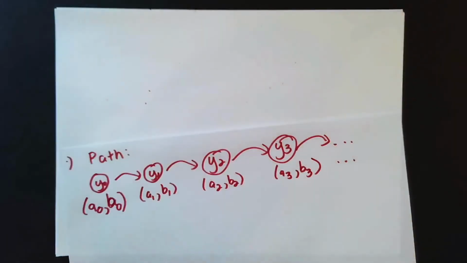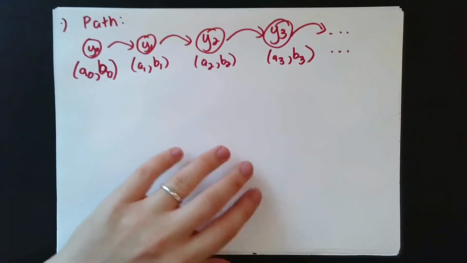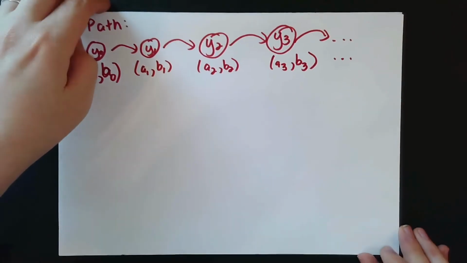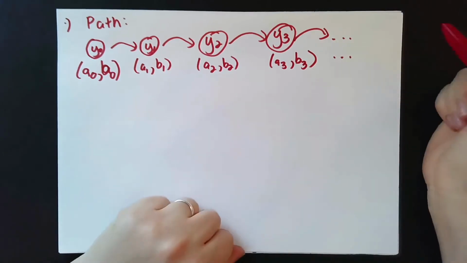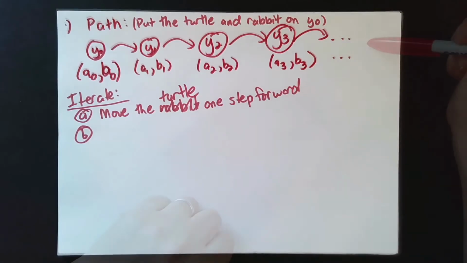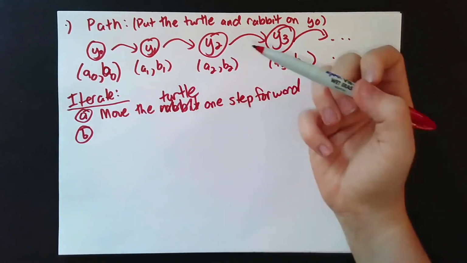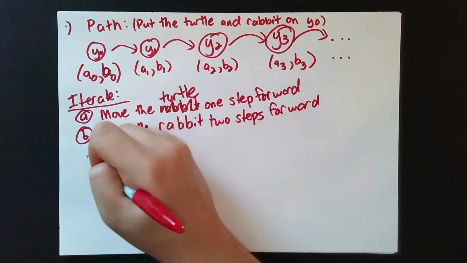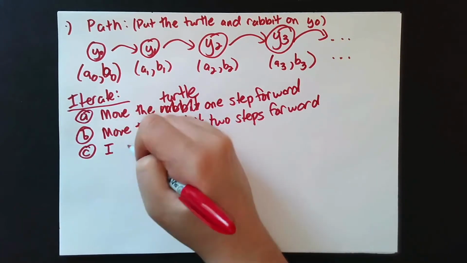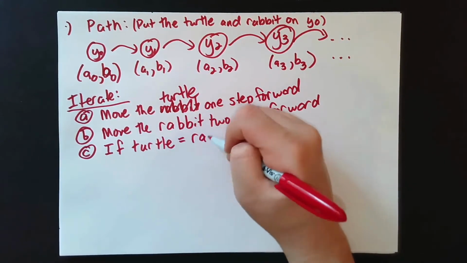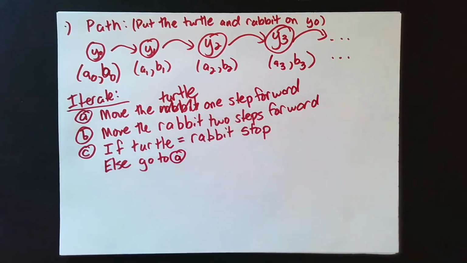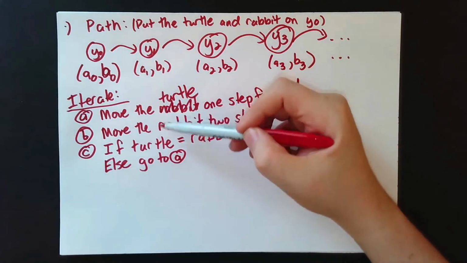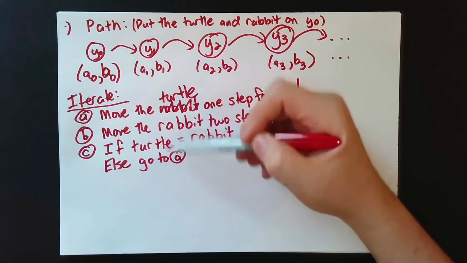Now, as always, the majority of the work is in establishing what our path is going to look like, because once we know what our path looks like, we know how to send our turtle and rabbit down the path in order to find the repeats. Namely, we'll move the turtle 1 step forward, then we'll move the rabbit 2 steps forward, then we'll ask the turtle and the rabbit what numbers they're looking at. If they're looking at the same number, then we stop. Otherwise, we repeat.